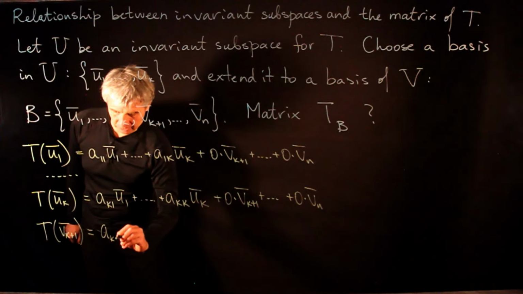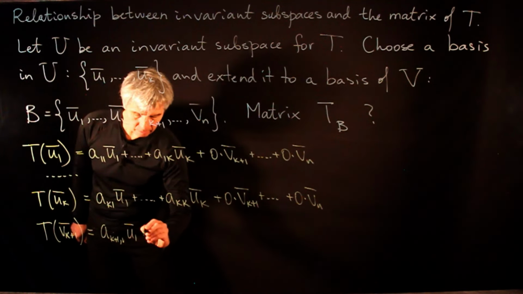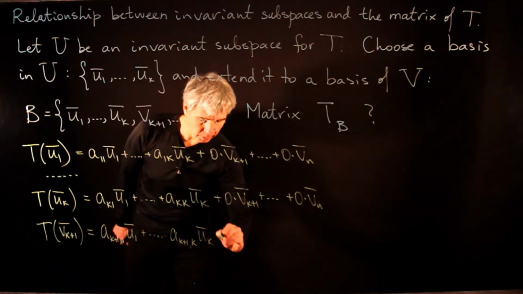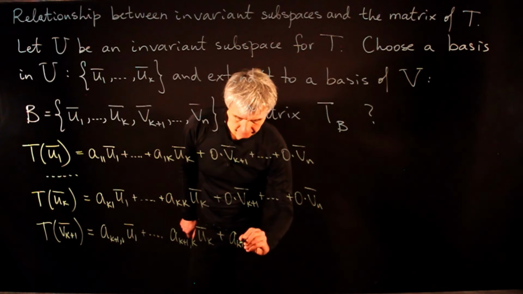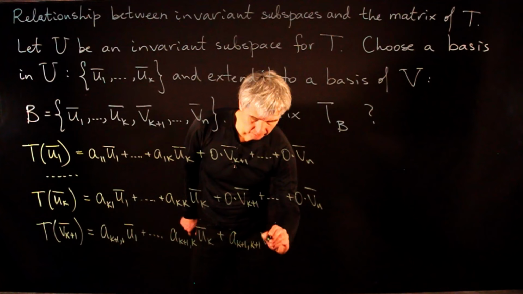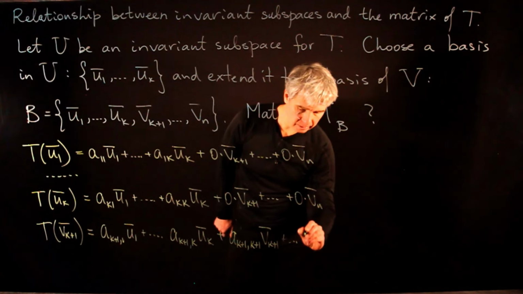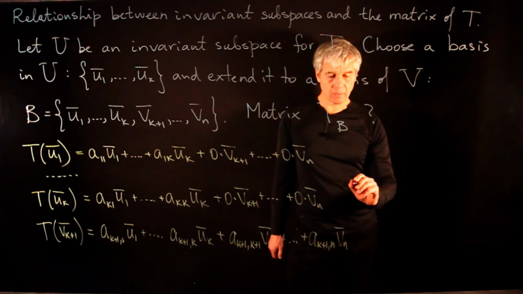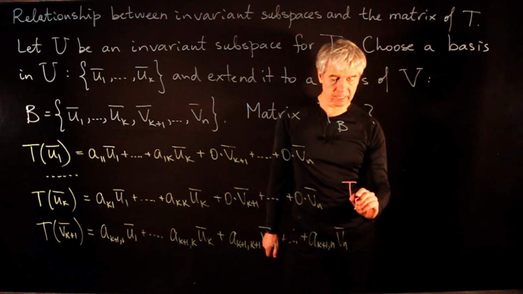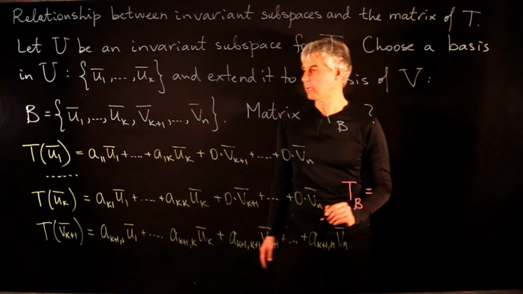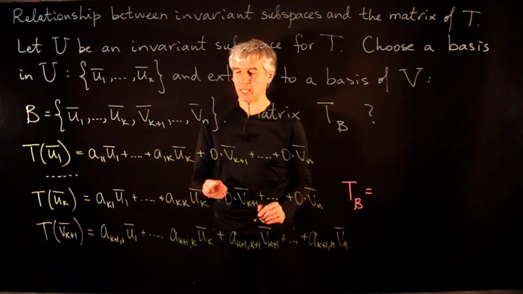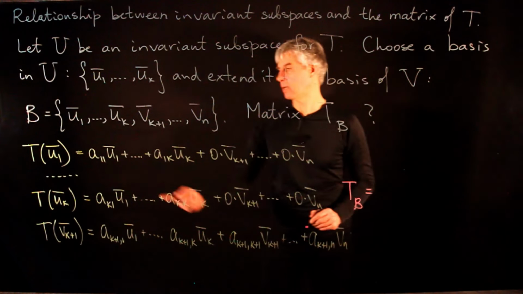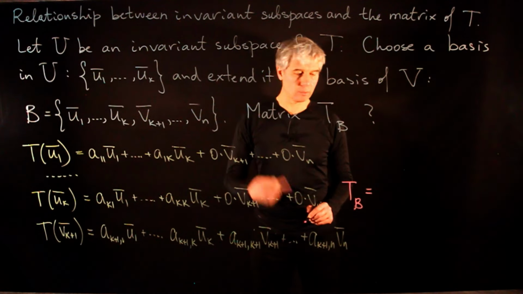So we'll get a_{k+1,1} u1 plus a_{k+1,k} uk plus a_{k+1,k+1} v_{k+1} plus ... plus a_{k+1,n} vn. Now, what can we say about the matrix of operator T in this basis? Once we have computed images of basis vectors, we place their coordinates as columns to form a matrix. So this will be transformed into the first column of the matrix.